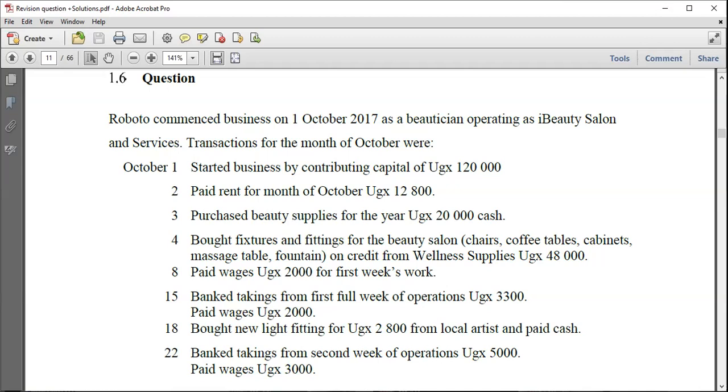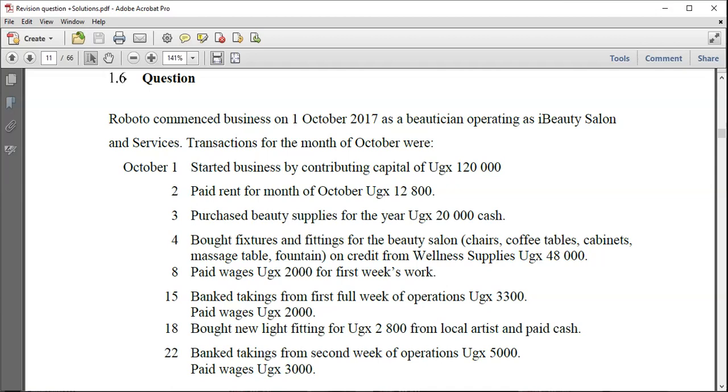One, started a business by contributing capital of 120,000. Now, the capital that is contributed by the business is like equity. So the things that are happening here is capital is increasing, because since we are starting a business, the business had zero capital, and now it has capital of 120,000. Now, as capital is increasing, what is also increasing here is cash.